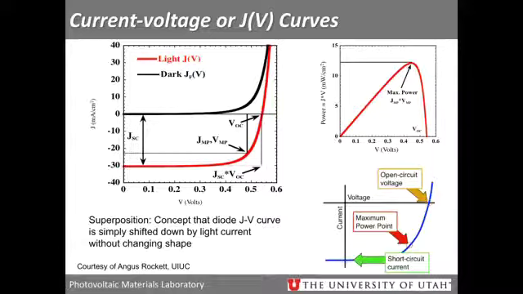So in the left-hand corner, we have kind of an ideal diode curve of a solar cell. The dark would be a solar cell in the dark. If you shine light on it, you get a shift in current. You start generating current, and so your IV curve just shifts down.